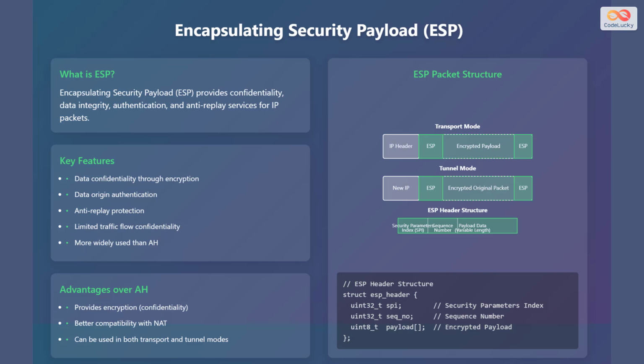The advantages of ESP over Authentication Header are that it provides encryption for confidentiality, has better compatibility with network address translation, and can be used in both transport and tunnel modes. In transport mode, the IP header is followed by the Encapsulating Security Payload header, the encrypted payload, and then the ESP trailer. In tunnel mode, a new IP header is followed by the Encapsulating Security Payload header, the encrypted original packet, and then the Encapsulating Security Payload trailer. The Encapsulating Security Payload header structure contains the security parameters index, sequence number, and payload data.